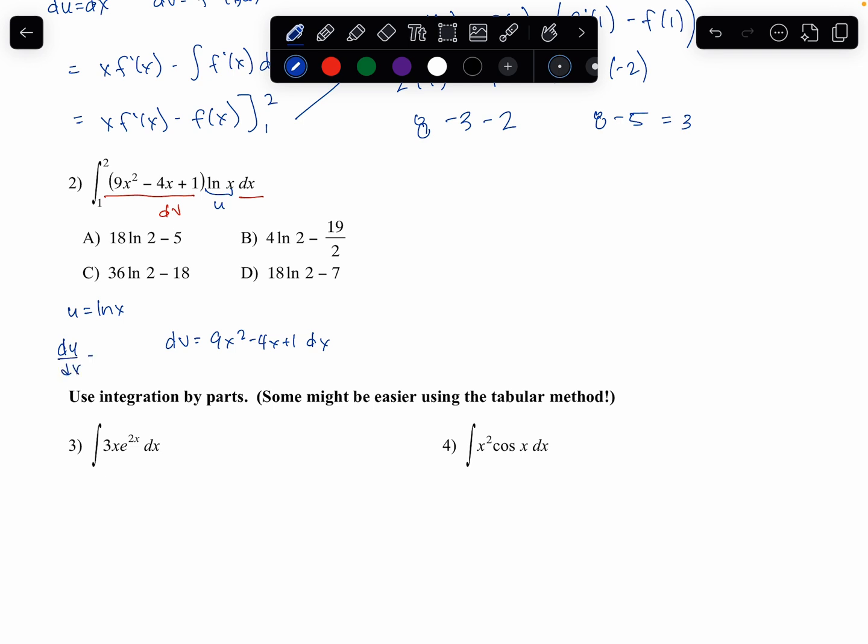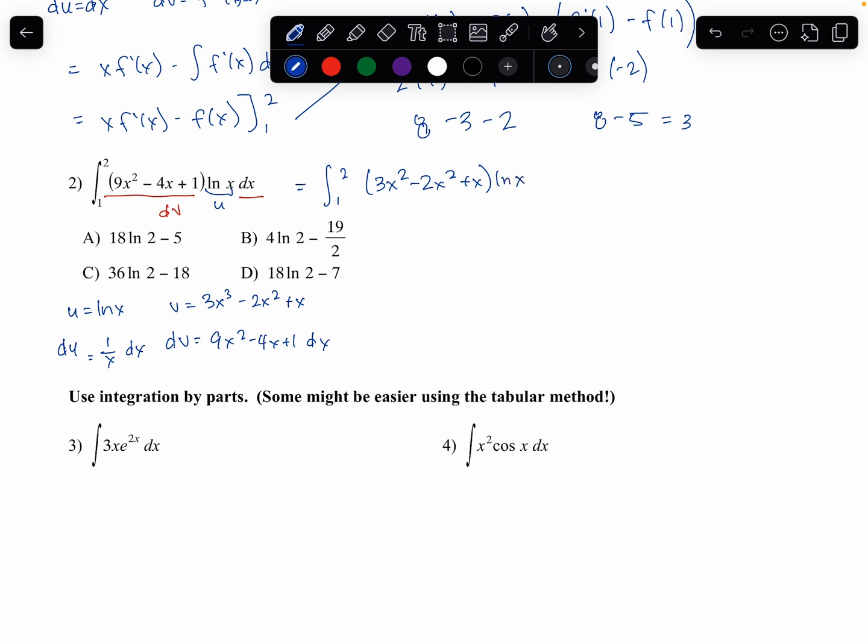du/dx will be equal to 1 over x, but then I'm going to multiply by dx, so du is going to be equal to 1 over x dx. And v is going to be the antiderivative, which is 3x to the power 3 minus 2x squared plus x. So then this will be equal to the integral from 1 to 2 of u times v.